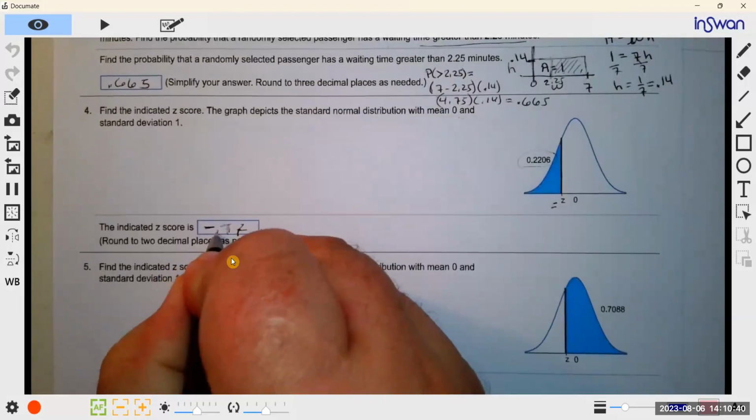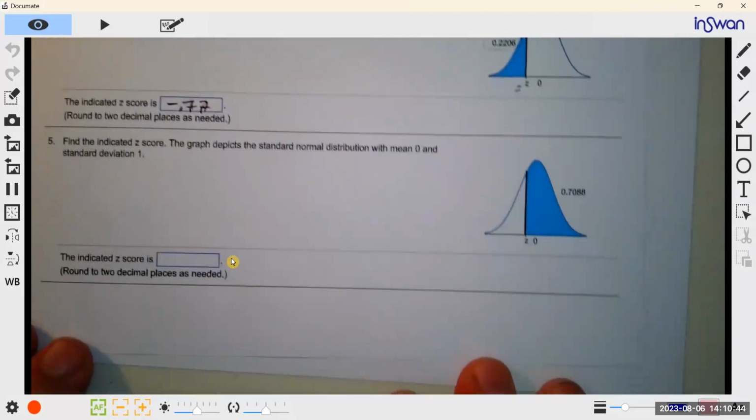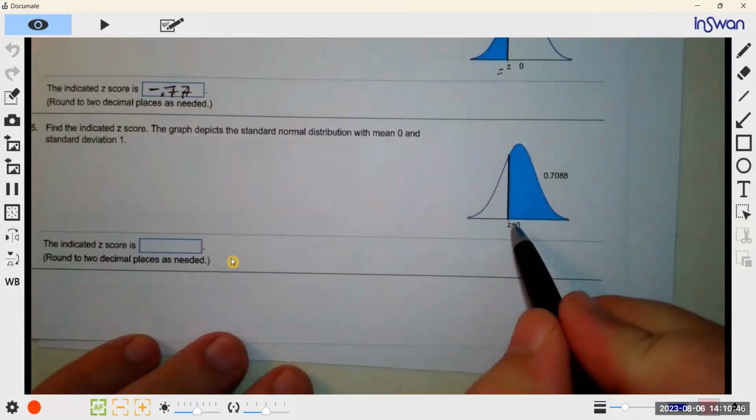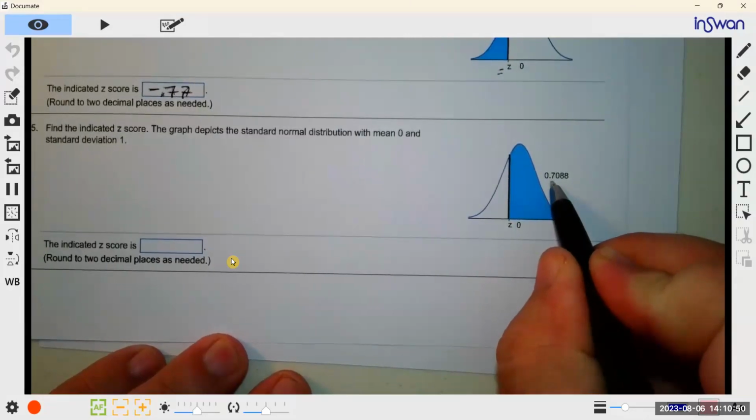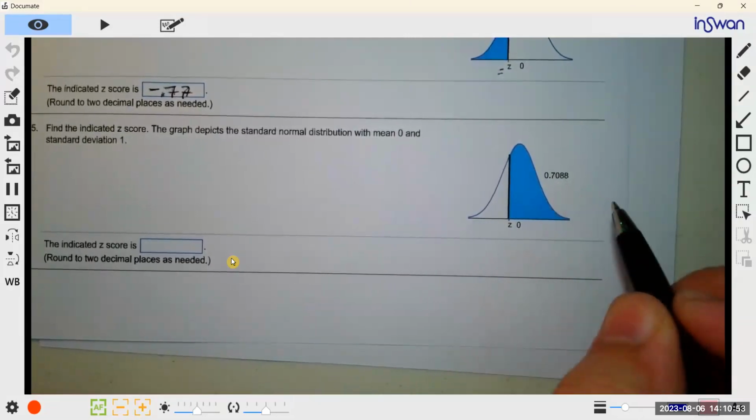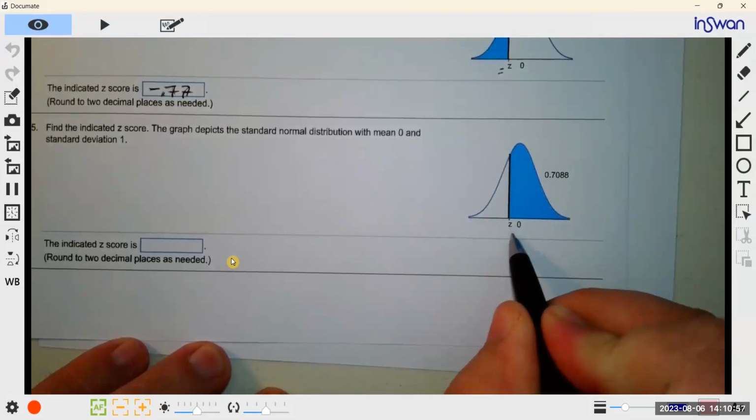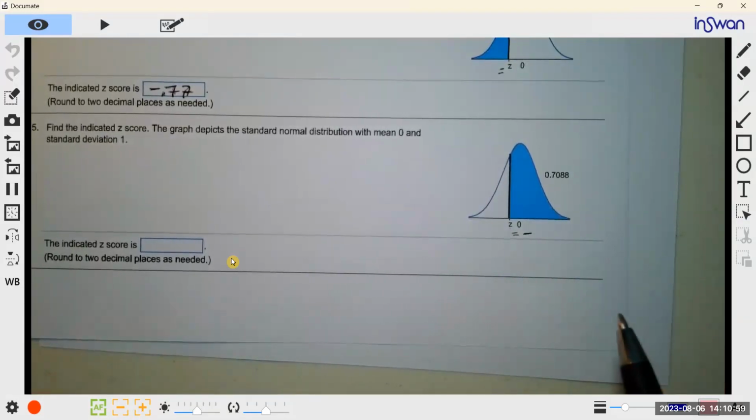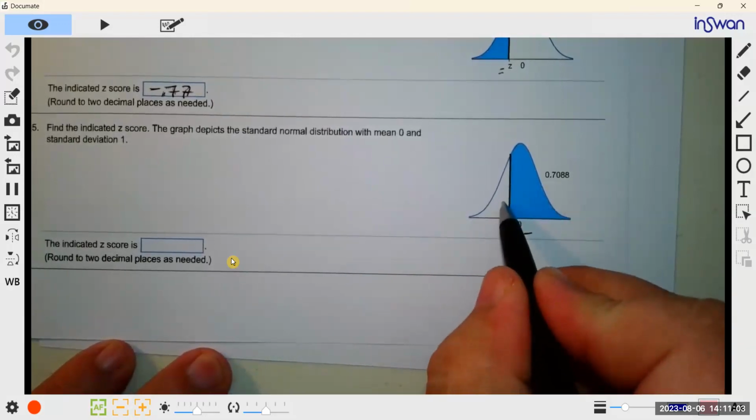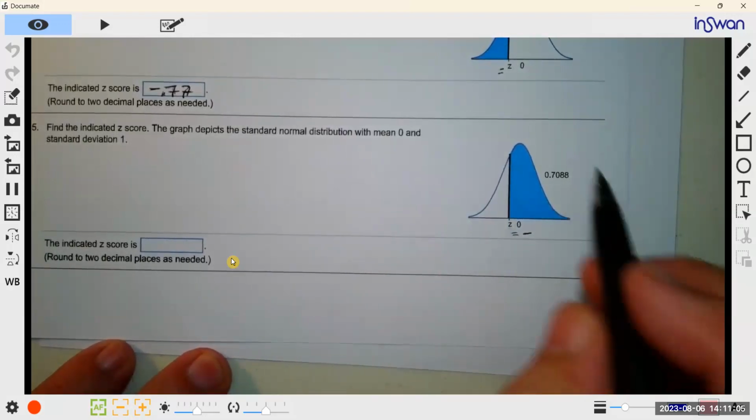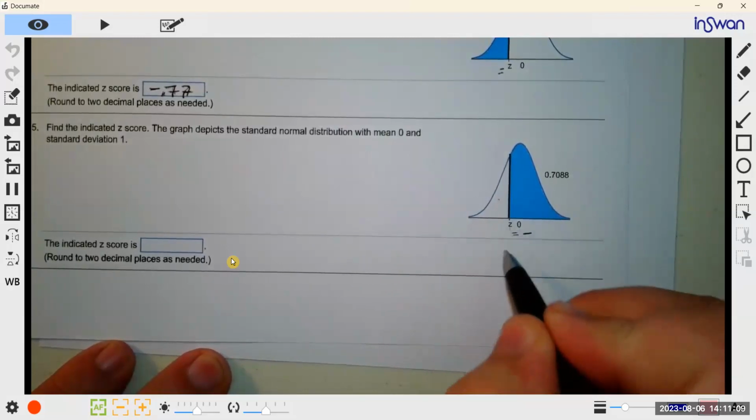So it's negative 0.77. All right. Now we want to look for the right-hand side. We want to look for 0.7088. And the z-score, the z number, is to the left of the 0, so we know it's going to be negative. We have to find the number, but remember, our charts only go to the left. So let's find this area, and that's going to tell us the z number.